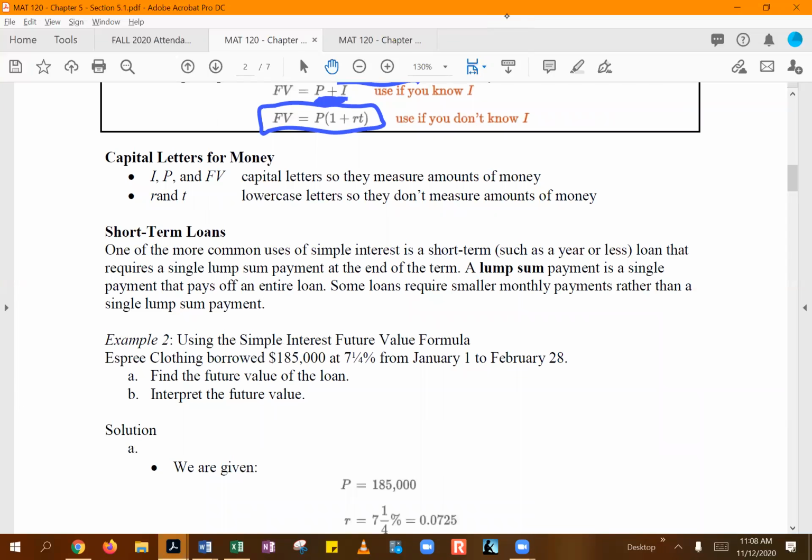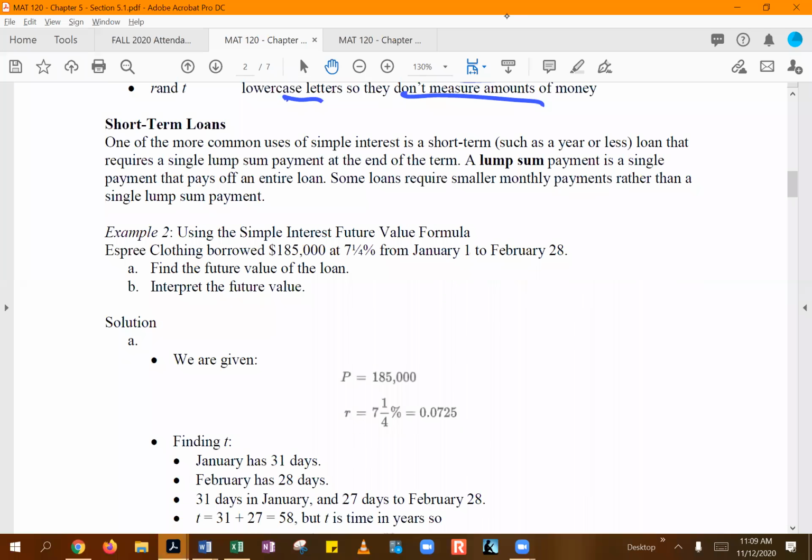They're also talking about how we use capital letters when we're talking about dollar amounts, and lowercase letters for non-dollar amounts. So rate and time are not going to be in dollars. For those, you use lowercase letters.